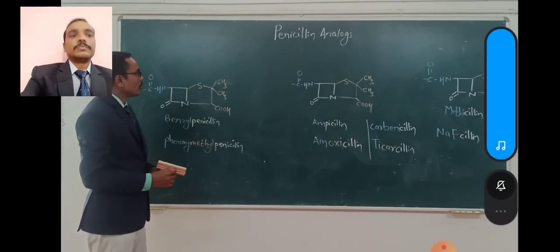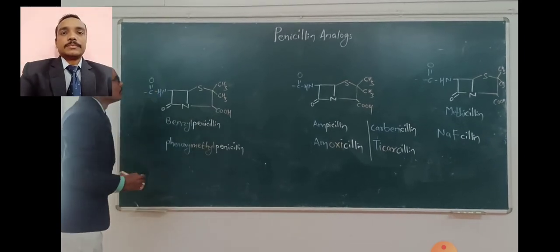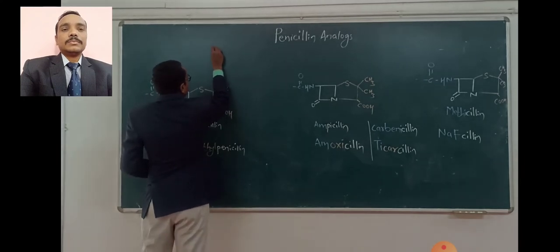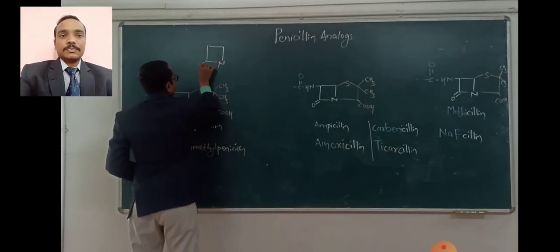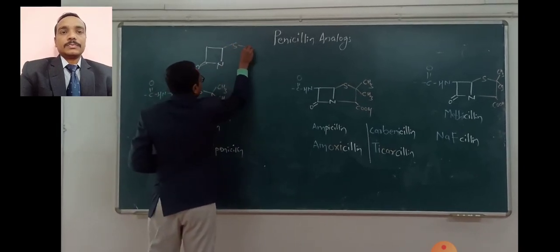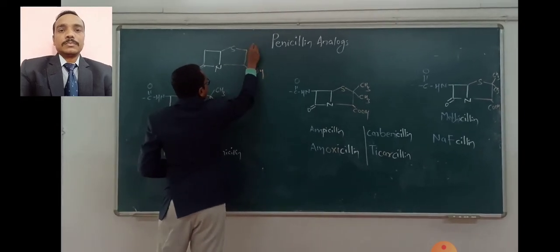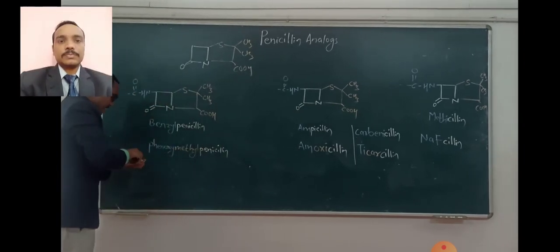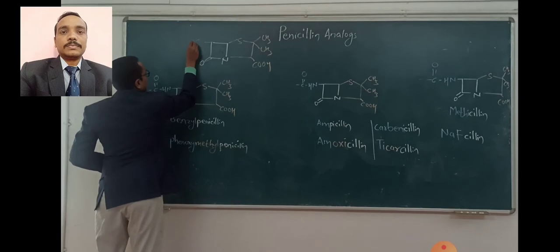Today here I am going to tell you about how to draw the penicillin analogues by their name. So let's see first of all the basic nucleus what it contains. The beta lactam. It is connected to the another ring, the thiazolidine, and at sixth position it contains the acyl amino side chain.